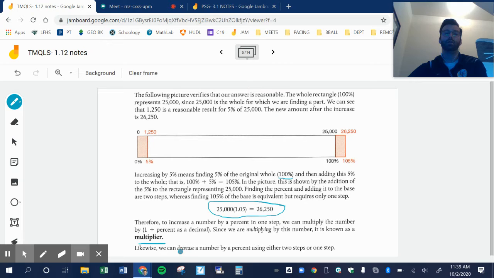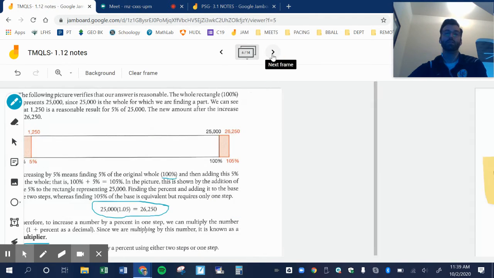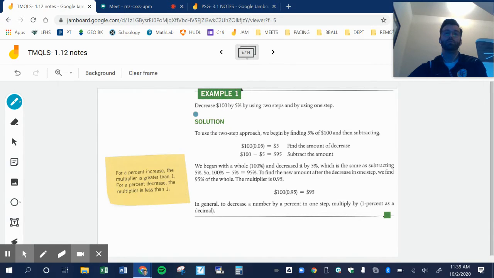You can also do the same process if we want to decrease a number by a step. So decrease $100 by 5% using the 2-step and 1-step process. This is an important sticky note over here. I'll talk about that in a minute. So to use a 2-step approach, I'm just going to take 5% of 100 and then take that off. All right, this is like as if you had a 5% discount on something, okay? I take 5% off of that.